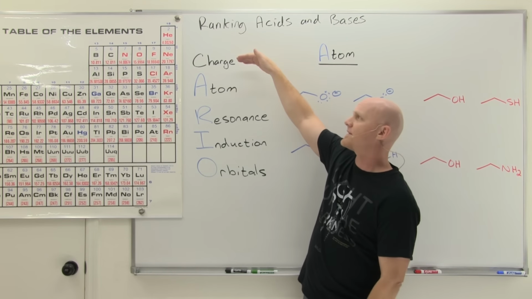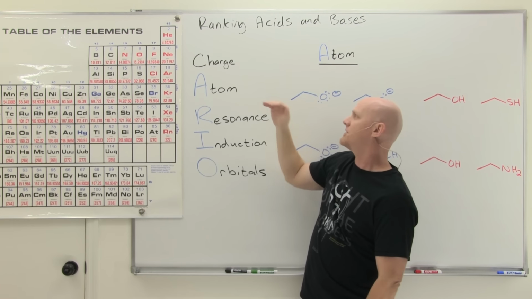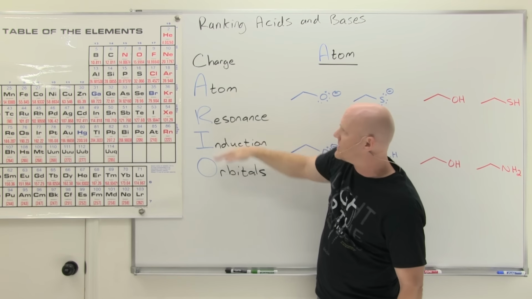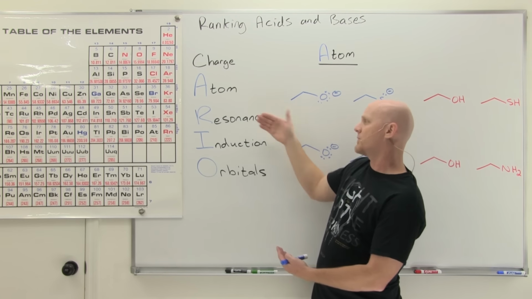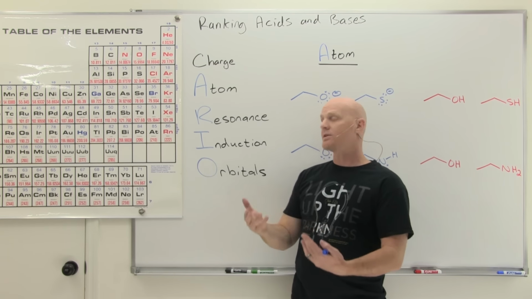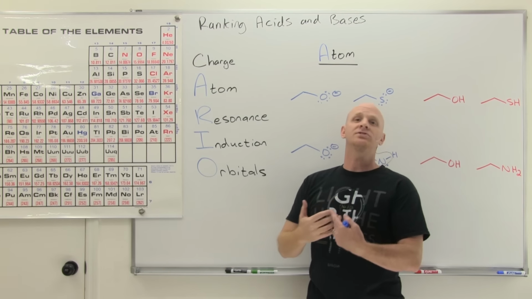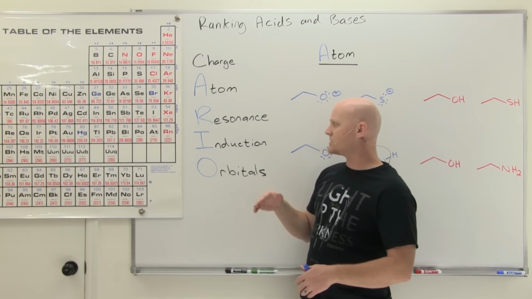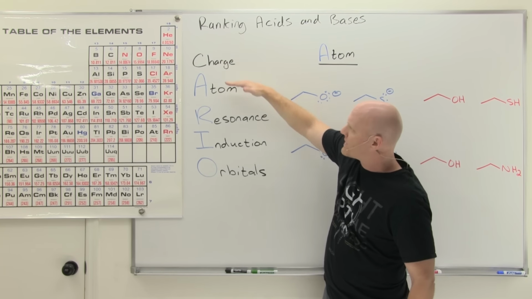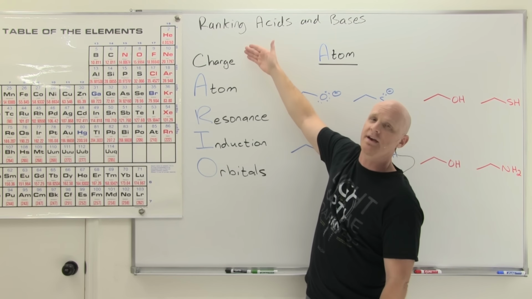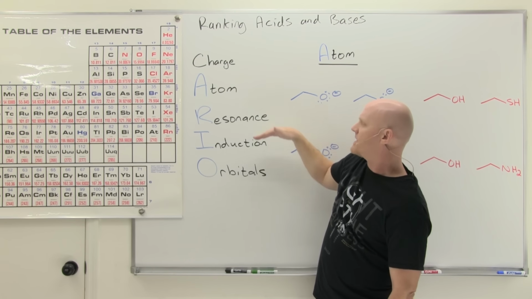So once you verify that what you're comparing has the same charge, you next kind of follow this mnemonic in order. So the first rule you'll consider is atom. And if you don't find a difference there, then you'd move on to resonance. And if you still don't find the distinguishing difference there, you'd move on to induction. And if you still don't find the distinguishing difference there, you'd move on to orbitals. So these are ranked kind of in order of priority. So the atom rule is the most important, again, after charge. But then resonance, then induction, then orbitals.